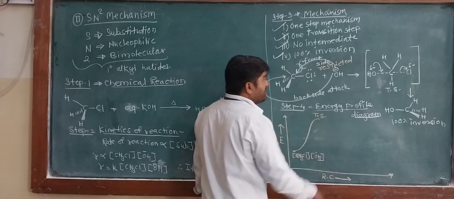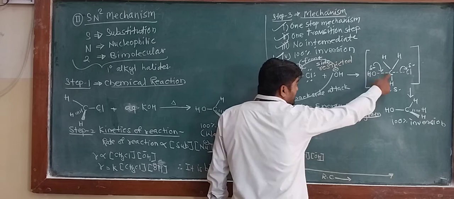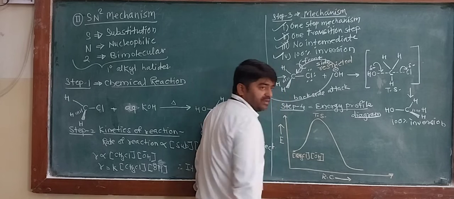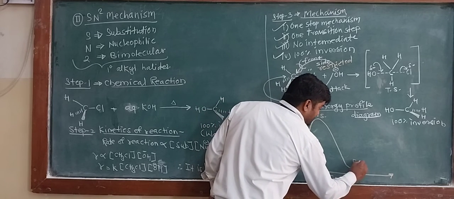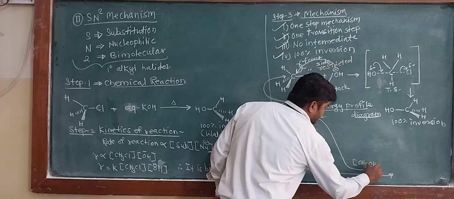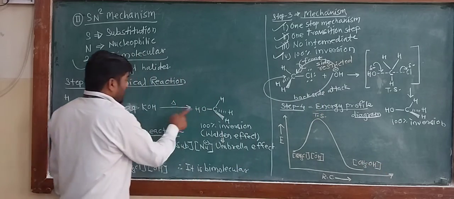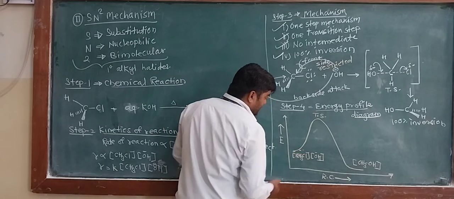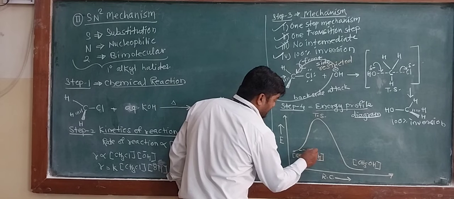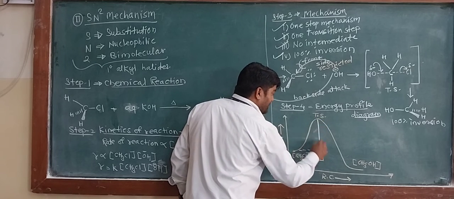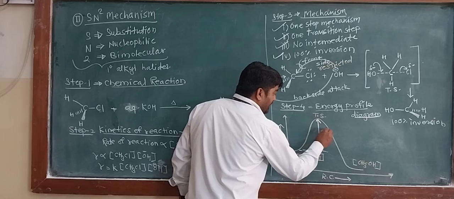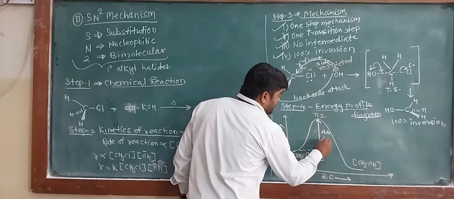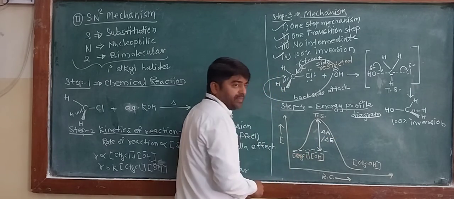Then as there is a bonding between OH and the carbon atom, energy decreases and you get the stable product. Here product is CH3OH. Alcohol is the product with 100% inversion of configuration. Now the energy gap between energies of reactant and the transition state is called energy of activation, denoted by delta E.